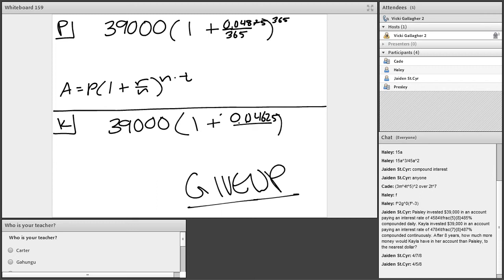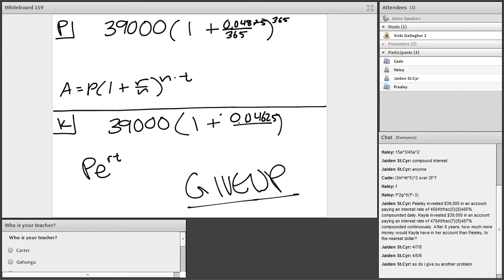Because it's a completely different formula. It's P E to the R T, and we aren't learning that in this class. So don't worry about the continuously problems. Just click on the give up button until you get one that says something more like daily or annually or semi-annually or something like that. I hope that makes sense.